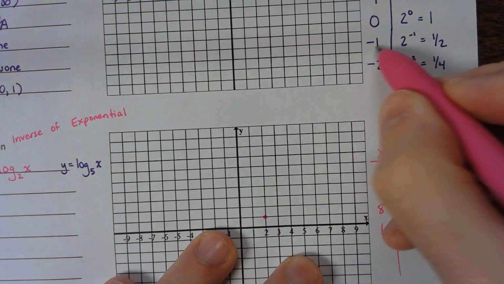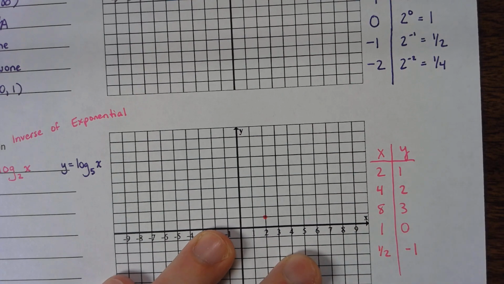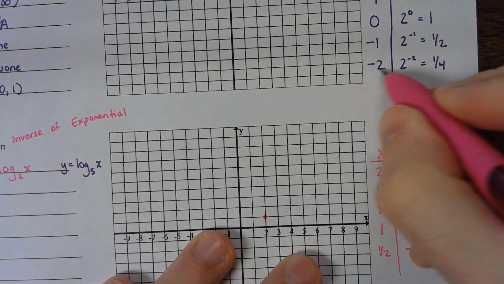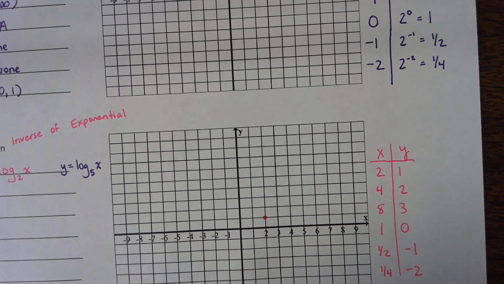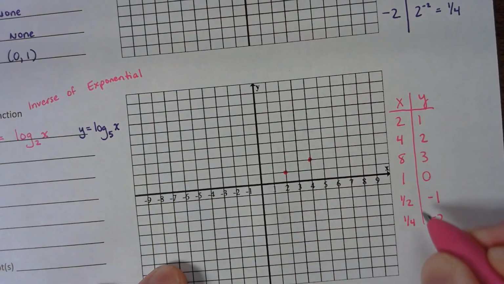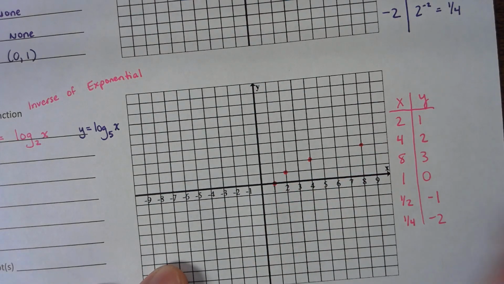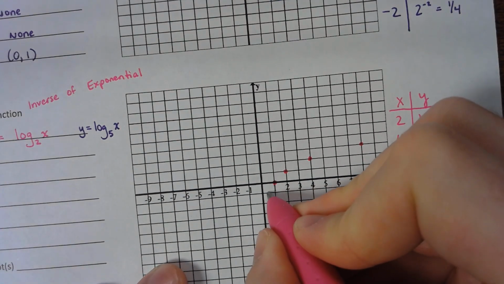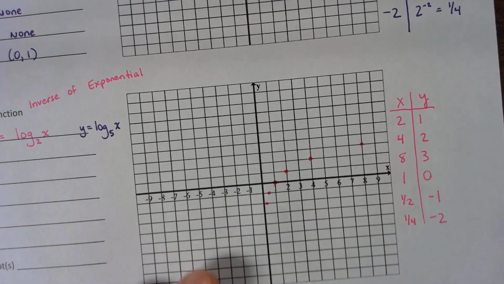And we had a point at negative 1, 1/2, which is going to be 1/2, negative 1. We had a point at negative 2, 1/4. When we switch those, that becomes 1/4, negative 2. So let's go plot those points. 4, 2; 8, 3; 1, 0; 1/2, negative 1; 1/4, negative 2.